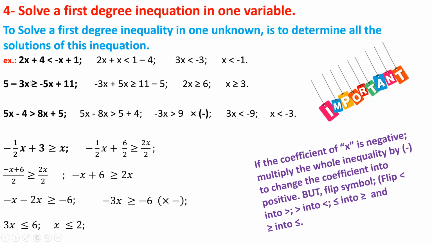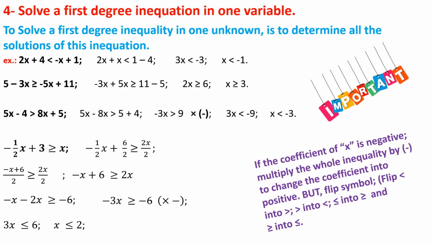5 minus 3x greater than or equal to minus 5x plus 11. Minus 3x plus 5x greater than or equal to 11 plus minus 5. Plus 5 becomes minus 5. Now minus 3x plus 5x is 2x greater than or equal to 11 minus 5 is 6. Now divide all the inequality by 2. 2x by 2 is x, greater than or equal to 6 by 2 is 3. So x can be any value greater than or equal to 3.